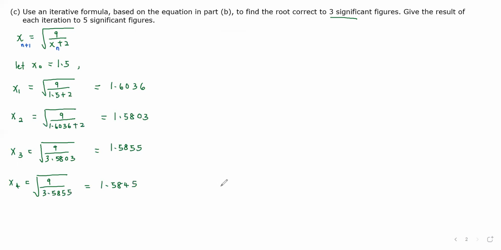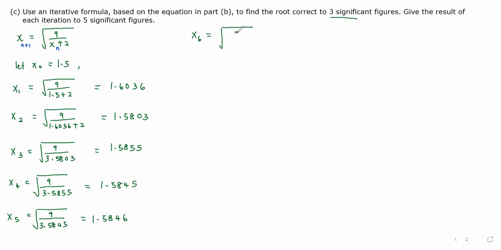We have not reached convergence to 3 significant figures yet. So x sub 5, and this is square root of 9 over 3.5845, which is 1.5846. So both agree to 1.58. We need to do another one. If the three of them agree to 1.58, then we are good.